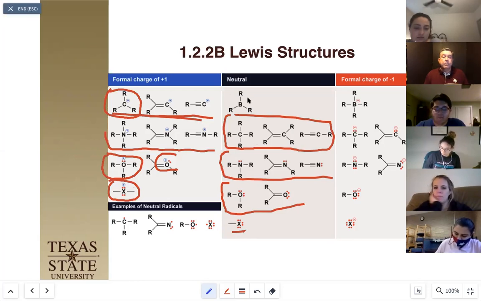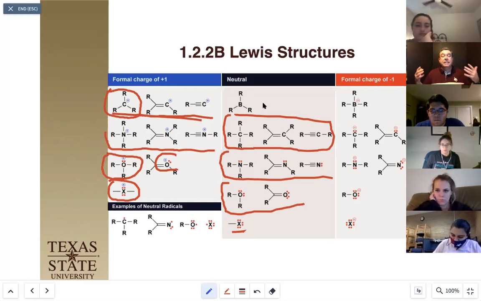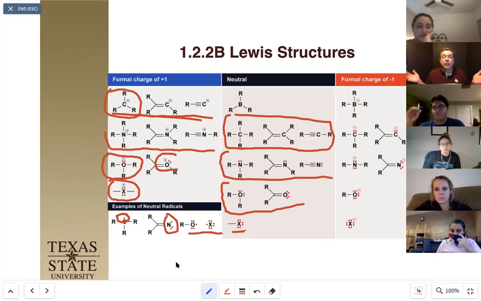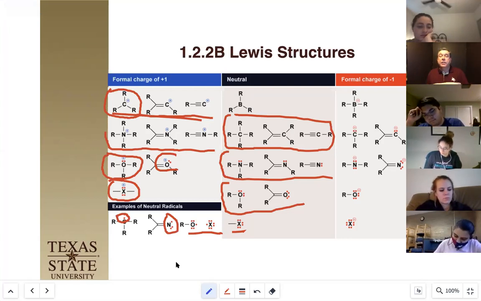Now notice that boron here only has 3. Boron's one of the weird ones that does not have to have 8 electrons because it only has 5 protons in it, and therefore having 3 electrons in its outer shell satisfies it. Now, if you have unpaired electrons, they can reside on almost any atom, but they tend to reside on the more electronegative atom.